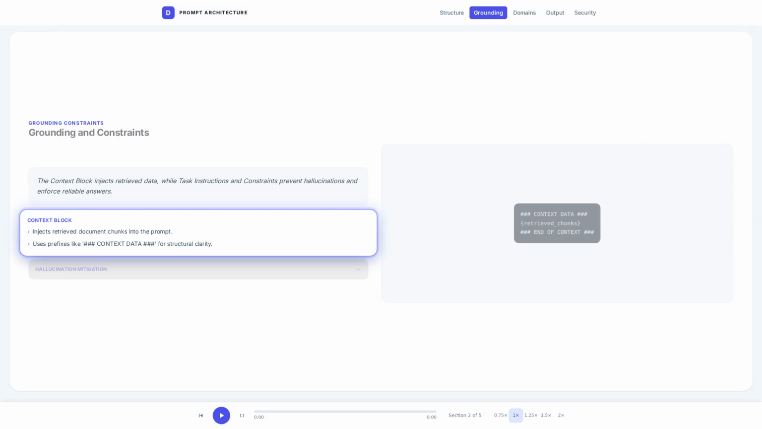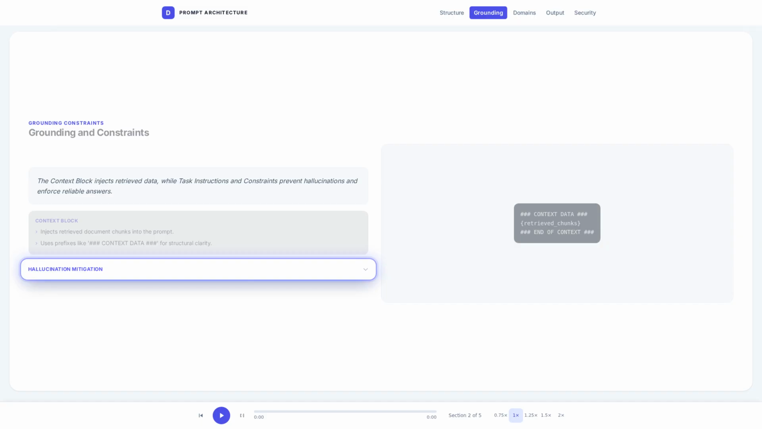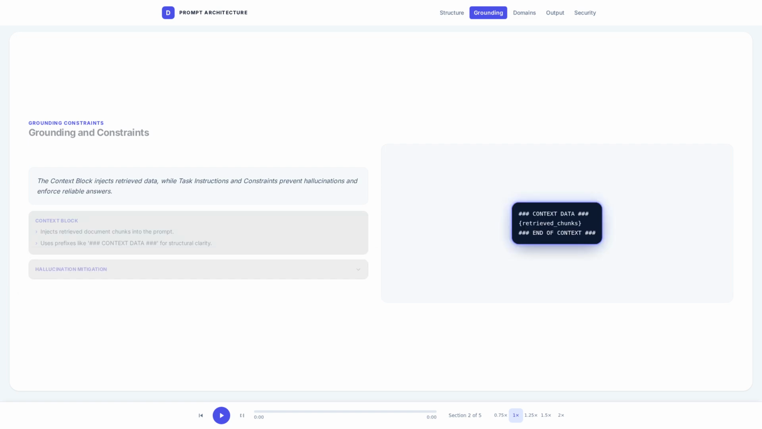Then we have task instructions and constraints. These are super important. They help reduce hallucinations. How? By defining how the LLM behaves, especially when info is missing or ambiguous. For example, you can tell the LLM, use only the provided context. If it's not there, say information not available. Or even, every claim must reference the specific document ID or section title. This really helps. It makes sure the LLM gives good answers based on what you give it. This code block here shows a common way to do this, to label the context data within the prompt.